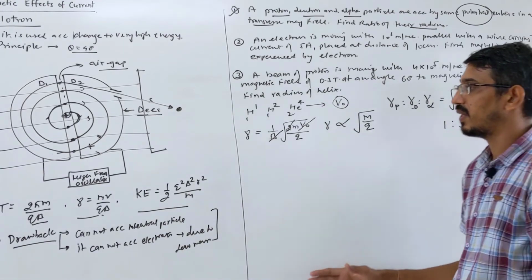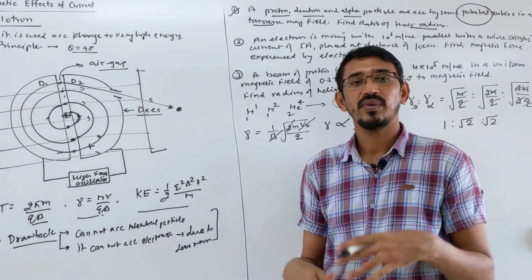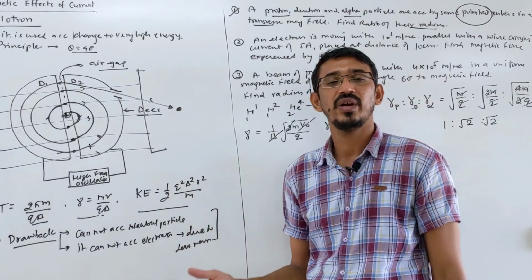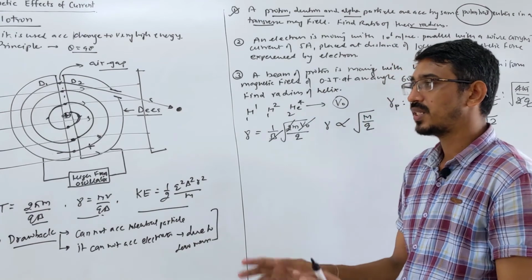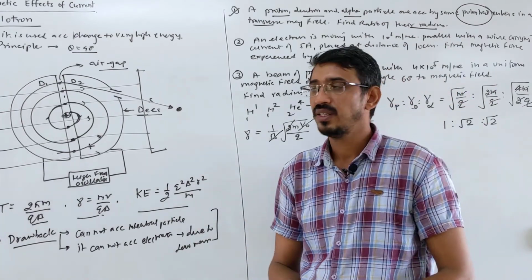Anything can be given: sometimes the potential is the same, sometimes the kinetic energy is the same, sometimes the velocity is the same, sometimes the momentum is the same. Find the ratio of the radius, or the radius is given equal and they ask for the ratio of these things.